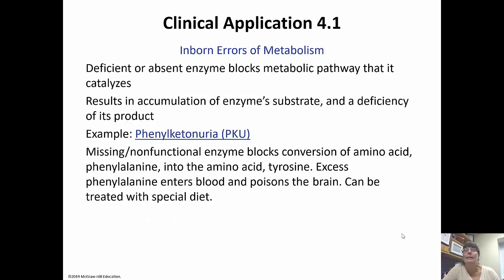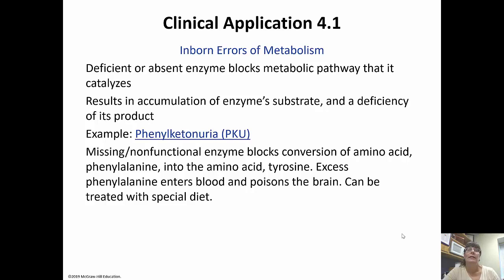Deficient or absent enzymes block the metabolic pathways that they catalyze. So, for example, Hex A is a big enzyme that we need, and individuals that do not have Hex A have Tay-Sachs disease. So they can't catabolize that reaction.